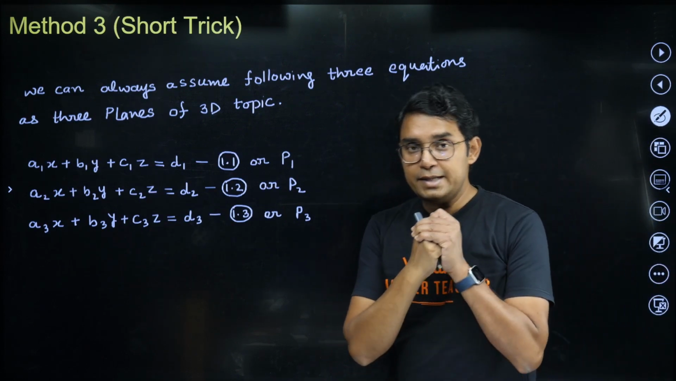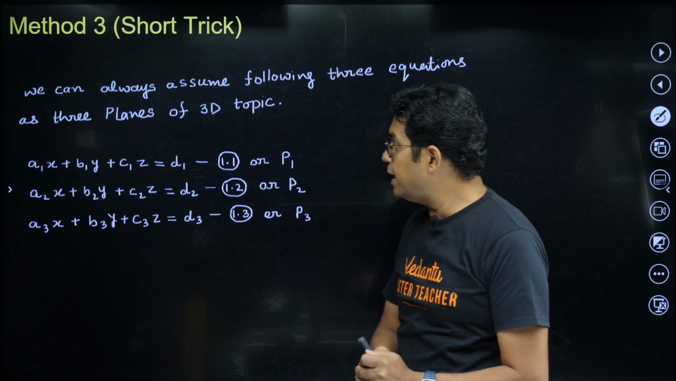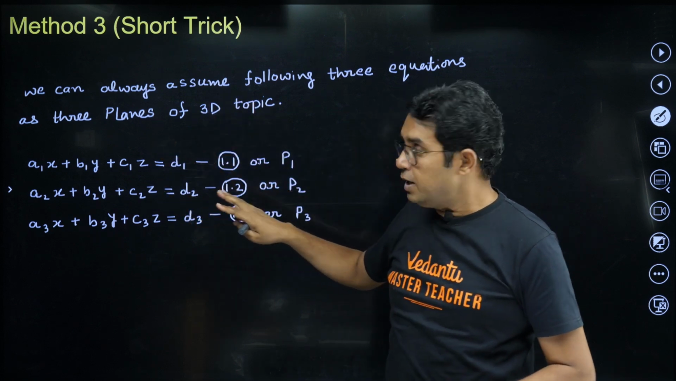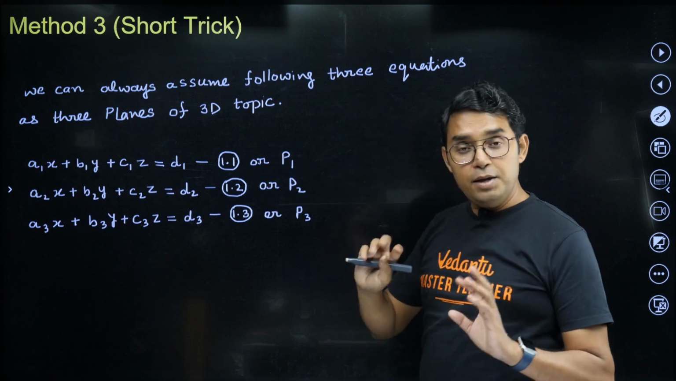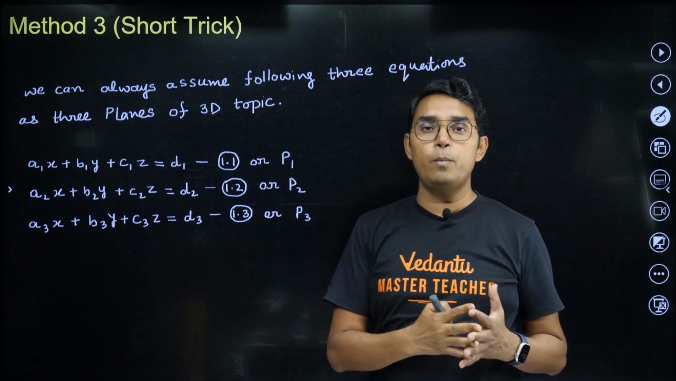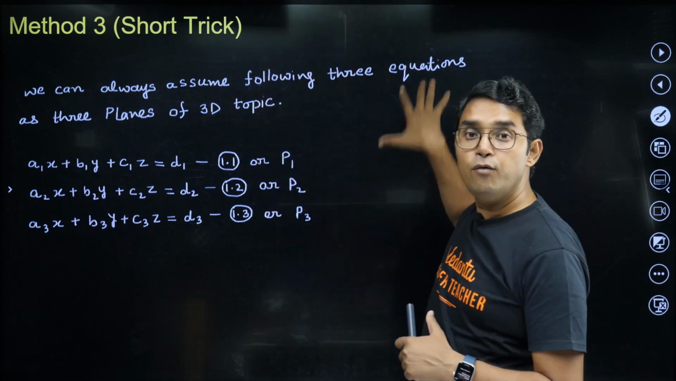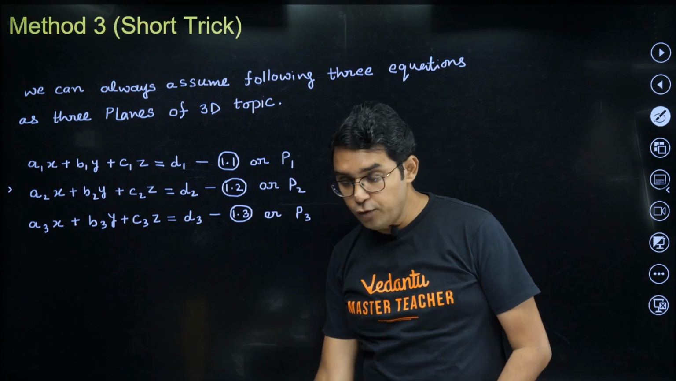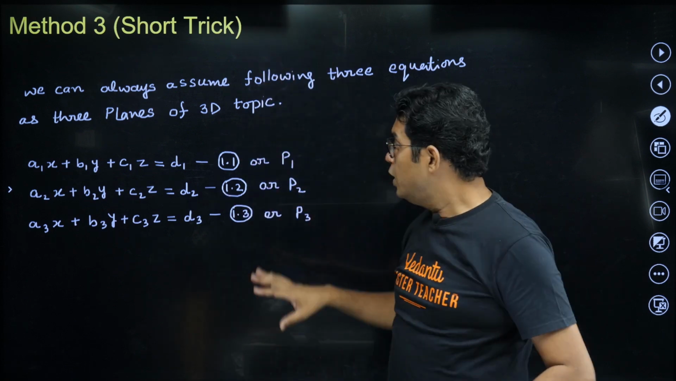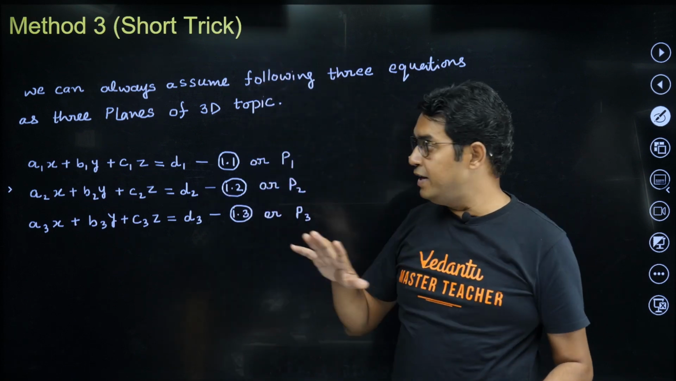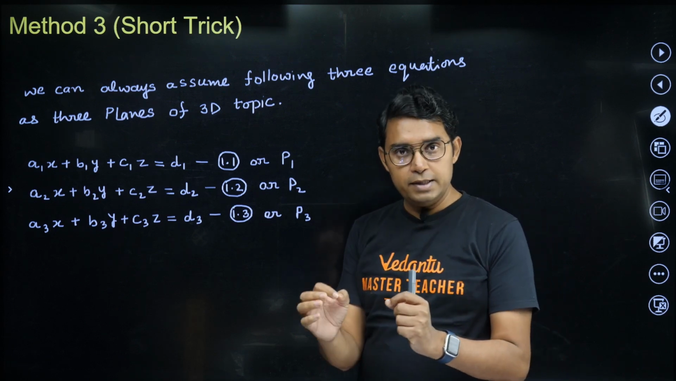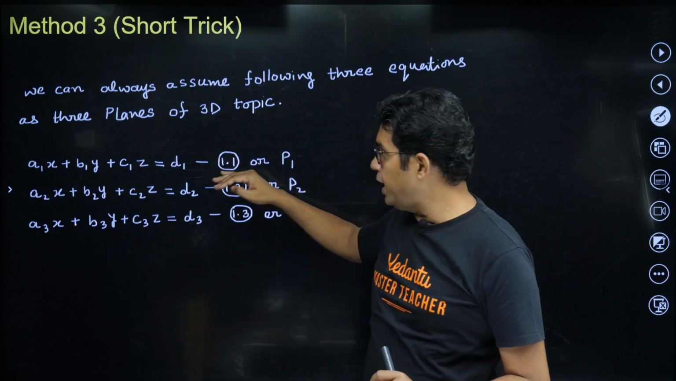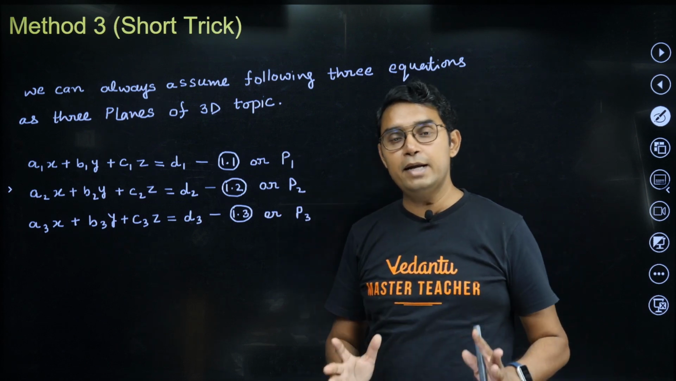Now to understand this shortcut method, we have to understand that these three equations in x, y, z can be understood as equations of planes in 3D. Planes means like a wall, like this floor, ceiling, something like this. Now when we are solving them, we are trying to find points (x, y, z) which satisfy all the planes simultaneously.